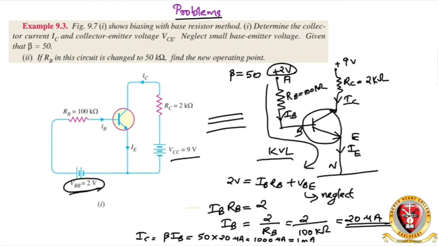Now we have found the zero signal collector current. Next we have to find VCE. Then only we will get the operating point. So how will we get VCE? We can apply Kirchhoff's law in the output circuit. So in the output circuit, let's apply Kirchhoff's voltage law. So what will be the source? 9 volt is equal to the voltage drop IC RC plus VCE. So 9 is equal to IC RC plus VCE.